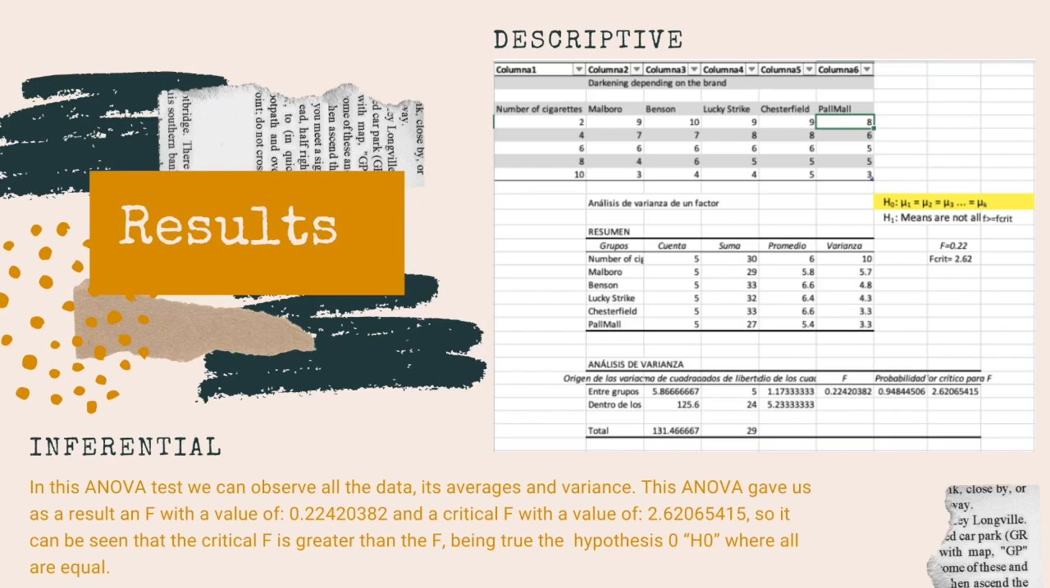Once we had all the data, we put it in Excel to make an ANOVA. In this ANOVA test, we can observe all the data, its averages and variance. This ANOVA gave us as a result an F with a value of 0.22420382 and a critical F with a value of 2.620654115. So as we can see, the critical F is greater than the F, being true the hypothesis 0, where all are equal or the same.